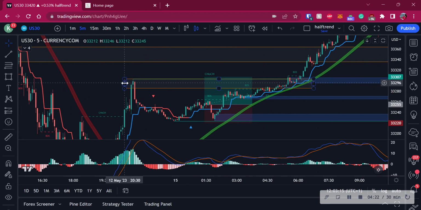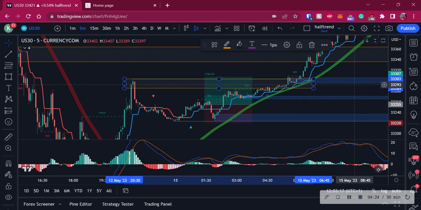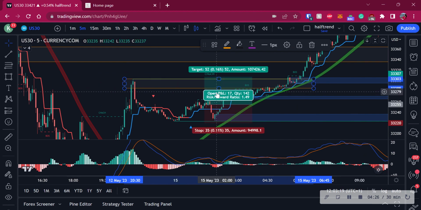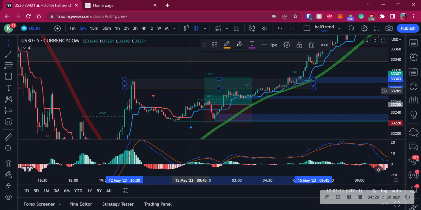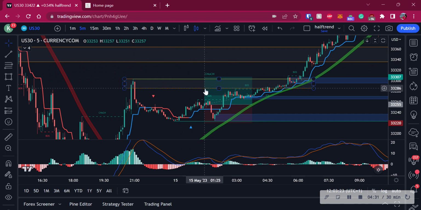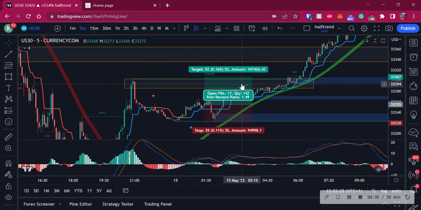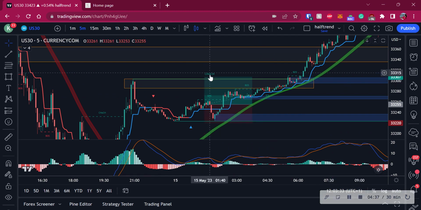If you can see my box, but if I'm going to just remove it, there's another zone right here. So I was a bit cautious that price may possibly just tap into this and then reverse back. So I put it slightly above that, in case it's going to be a fake out and then reverse right back down on me.